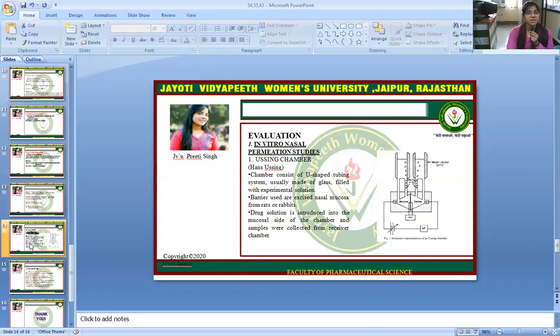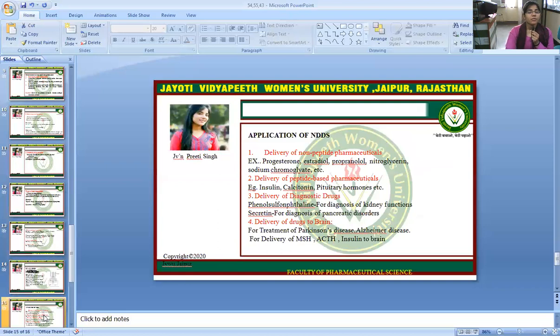So the evaluation is by in vitro nasal permeation studies using a diffusion chamber. The chamber consists of a U-shaped tubing system, usually made of glass, filled with experimental solution, and the barrier used is excised nasal mucosa from rats or rabbits. The drug solution is introduced into the mucosal side of the chamber and samples are collected from the receiver chamber.